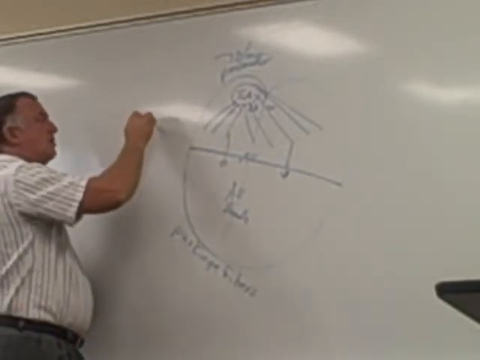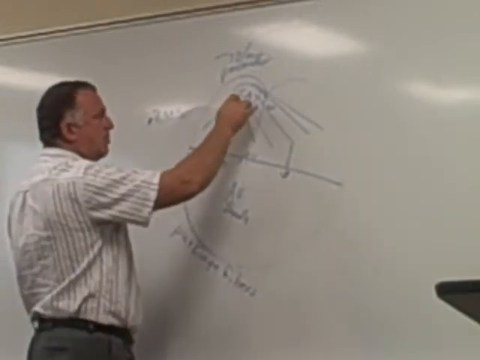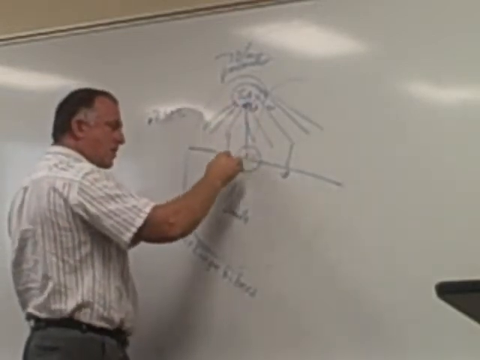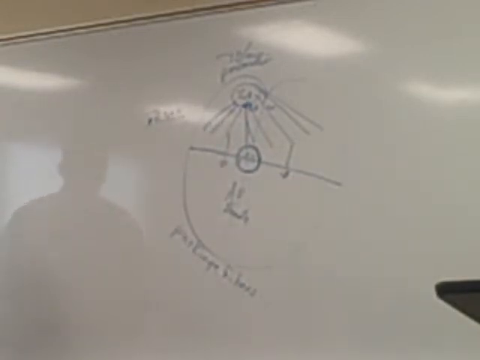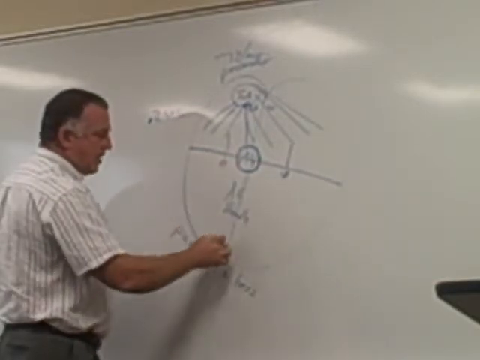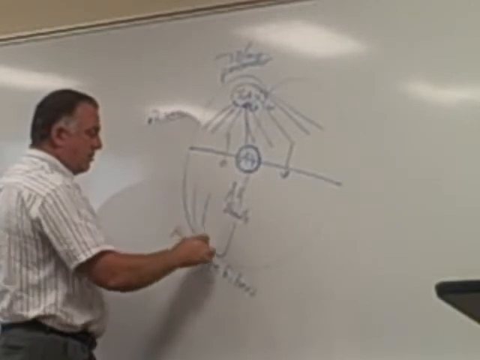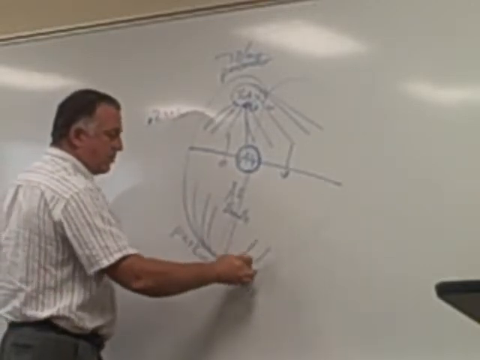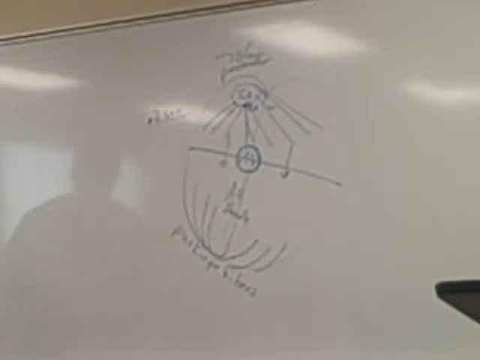So about 0.2 of a second later, the SA node sends a message to the AV node. And the AV node sends a message through the AV bundle, which comes right through the septum, to the Purkinje fibers, which tell the ventricles to contract 0.2 of a second after the atria contract.